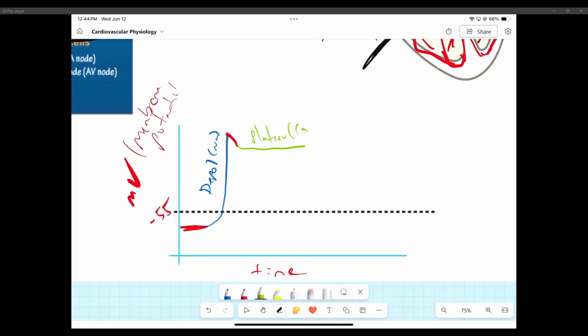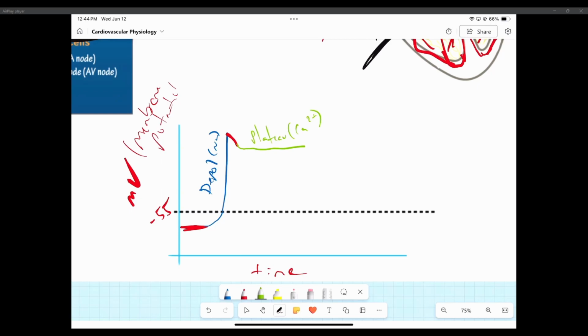Plateau phase, and that's caused by calcium. The calcium movement causes the plateau phase. We're not going to a full repolarization like we have in our nerve cells because they don't have the calcium there. So the calcium-induced calcium release causes the plateau phase. Then we have to get rid of the calcium.